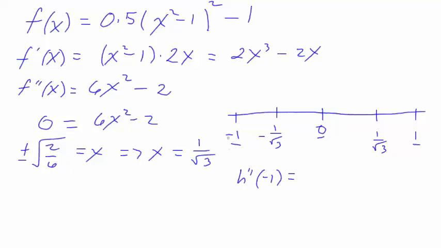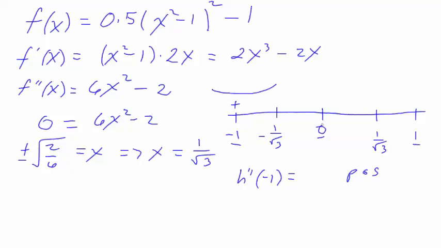So we take the negative 1 and plug it into the second derivative. Negative 1 squared is positive 1. 6 minus 2, so that's a positive number. That's all we care about. Positive number. So that means it's going to be concave up, from negative infinity to negative 1 over the square root of 3.